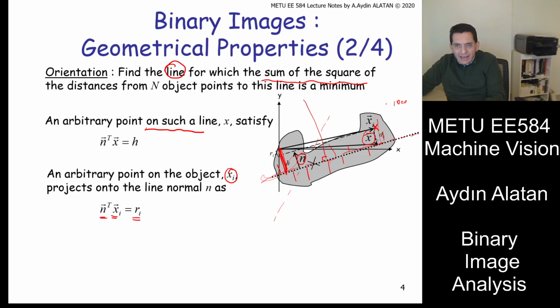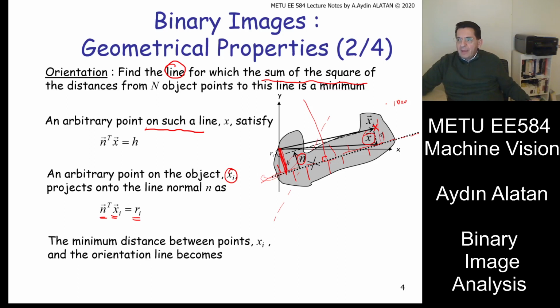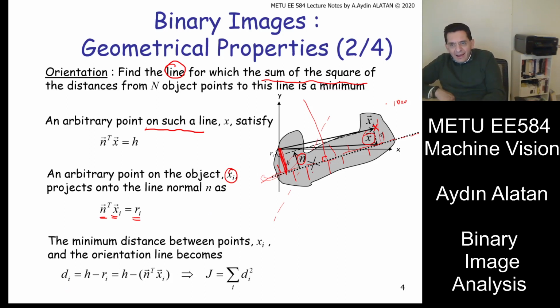Ri is shown as di here, but this is the same thing. This is the distance, okay? Therefore, you have to take the square first, and you have to add that. Now, the minimum distance between the points xi and the orientation line is written like this. Di, okay, this is a 90 degree, and this triangle, this is xi, and that is equal to h. Now, this is ri here, okay. I think I mistakenly said this is the di, but ri is here.